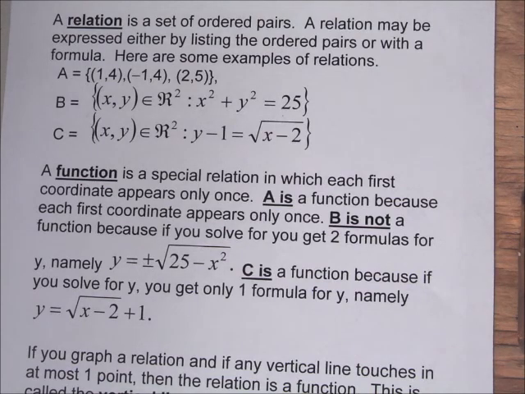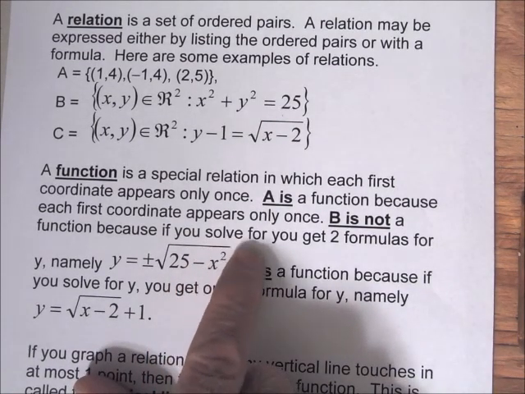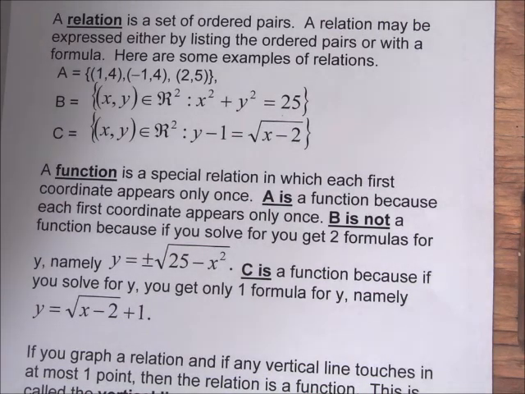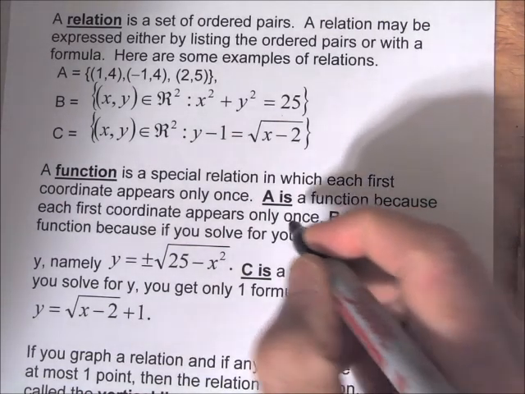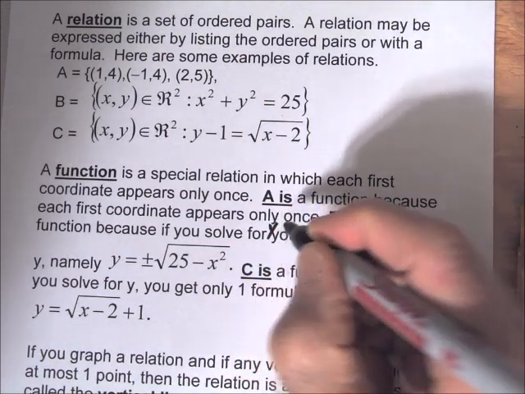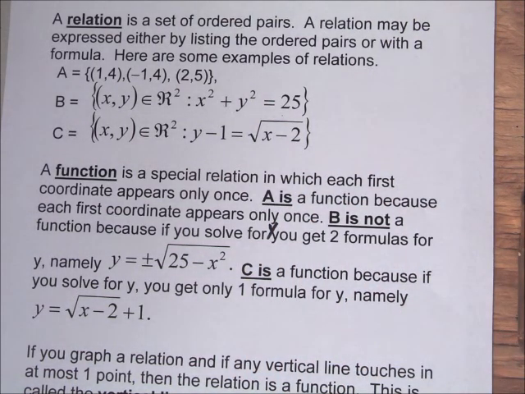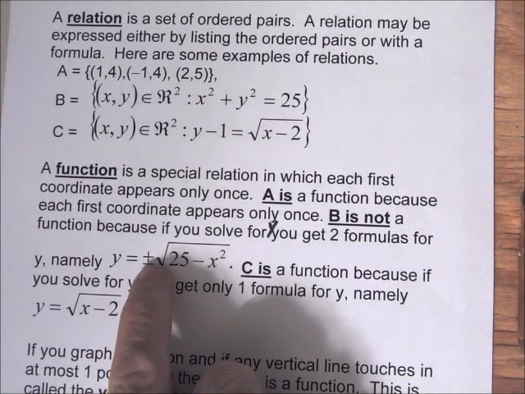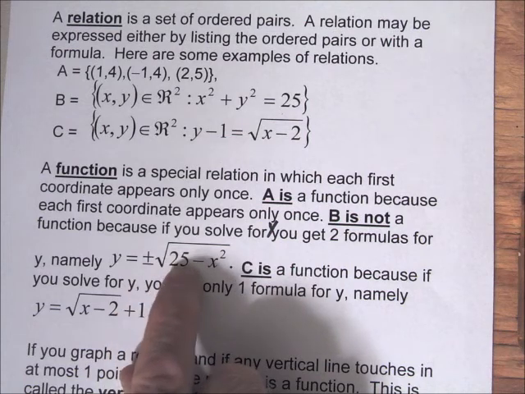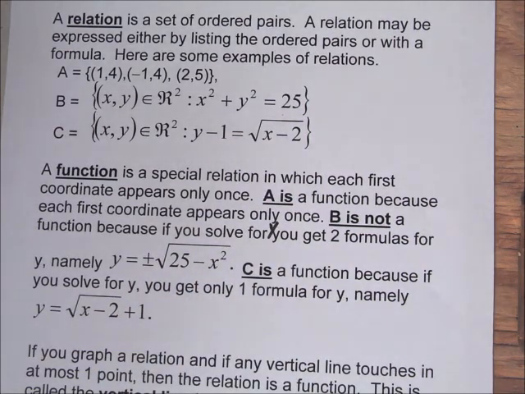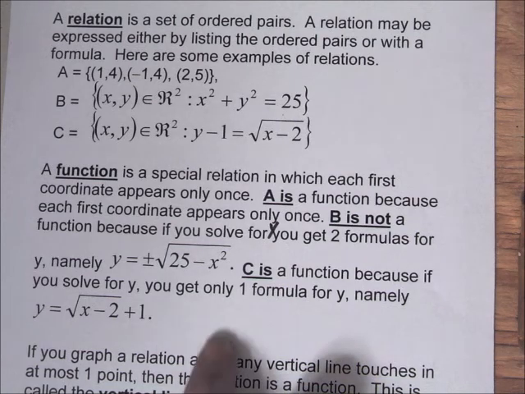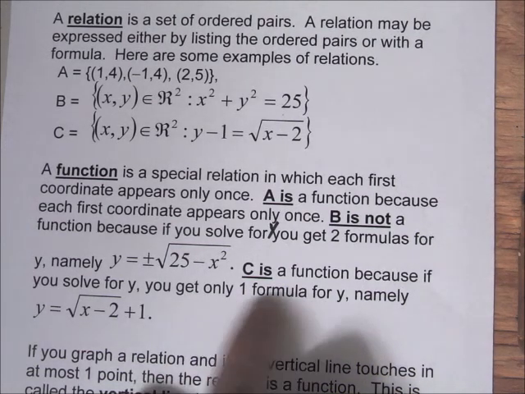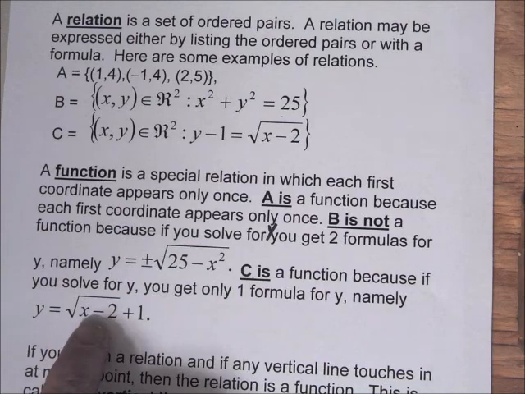B is not a function because if you solve for y, you get two formulas for y, namely y is equal to either the positive square root of 25 minus x squared or the negative square root of 25 minus x squared. So you have two y values for the same x value. So relation B is not a function. Relation C is a function because if you solve for y, you get only one formula for y, and that's y is equal to the square root of x minus 2, plus 1.